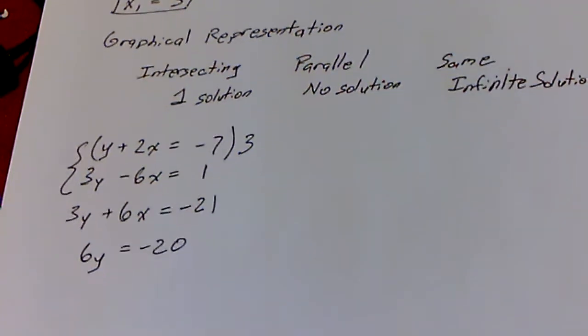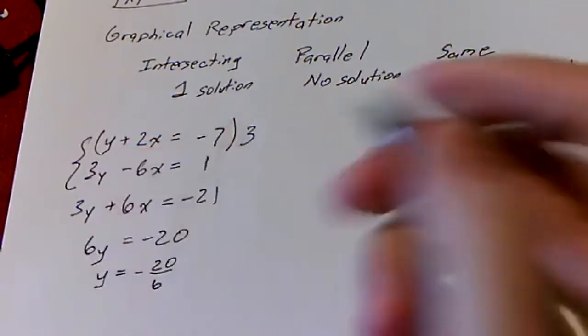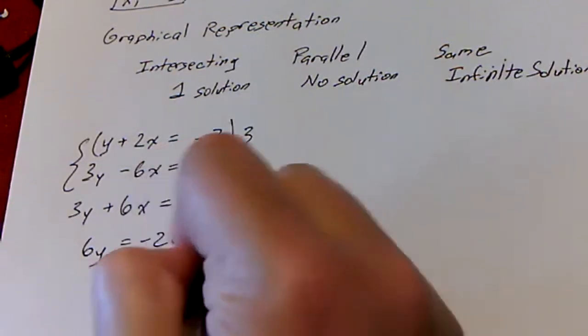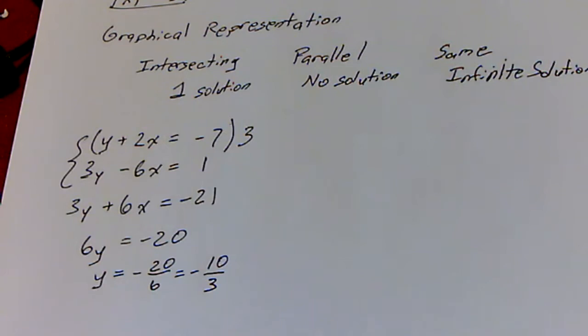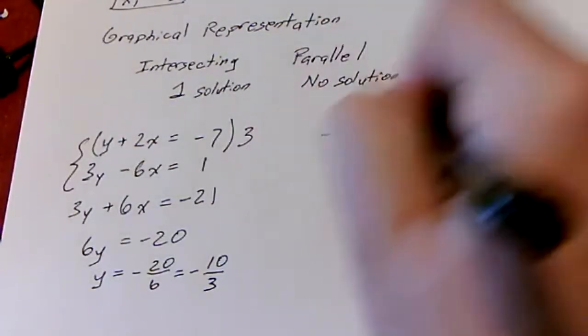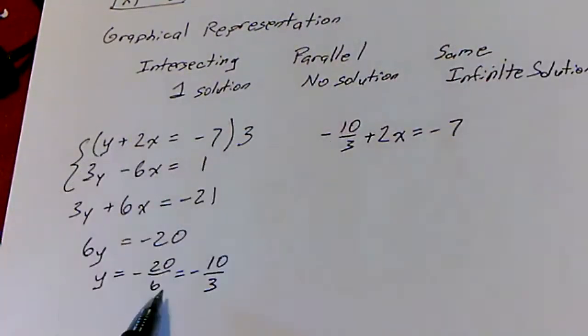Now I divide both sides by 6. So y is equal to negative 20 divided by 6. Those are both even, so we divide both by 2. I saw the 3 there and said 3, but it's dividing both by 2. So negative 10 thirds is y. I'm going to take that y value and put it back into one of my original equations. So I got negative 10 thirds plus 2x is equal to negative 7. I just replaced y here.